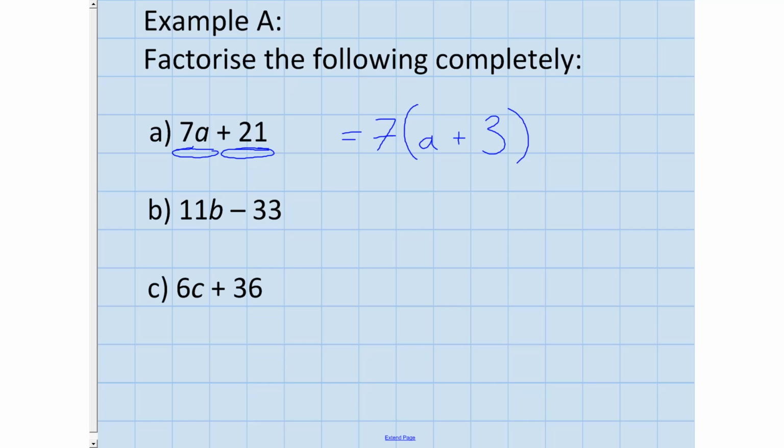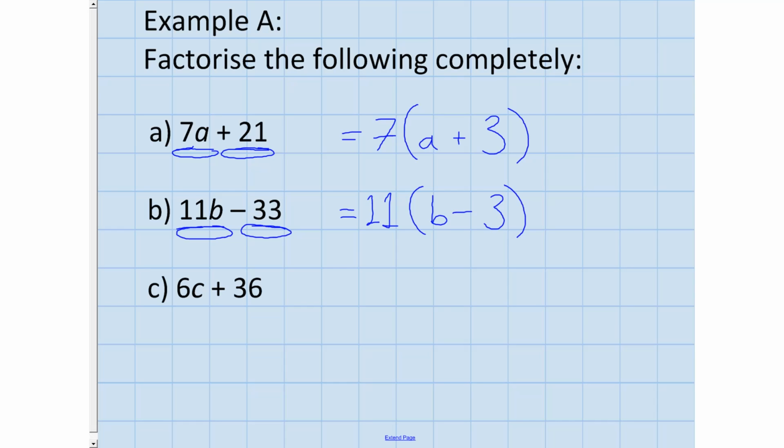B, 11b minus 33. Again, look at the numbers. We've got 11 and 33, and the biggest factor they share is 11. Open bracket. Now to get to the first term, 11b, we'll need to times 11 by a b. And to get to the second term, well, to get from 11 to 33, we need to times it by 3. But this time, because we want minus 33, it's going to be minus 3.